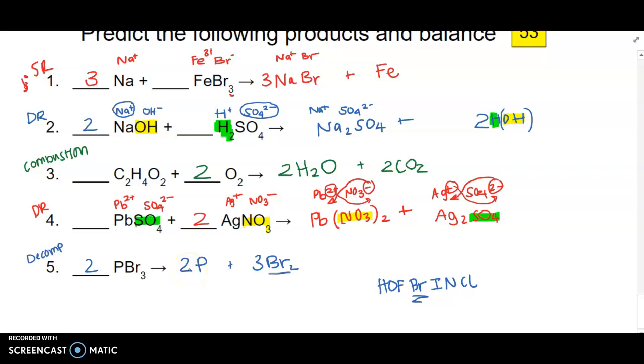So some helpful hints for you. Make sure that you double check. Look at your reactants. Which pattern do they follow? Break them into their pieces, find charges off the periodic table, and then drop and cross to form new compounds when needed. Refer back to this video if you need help.